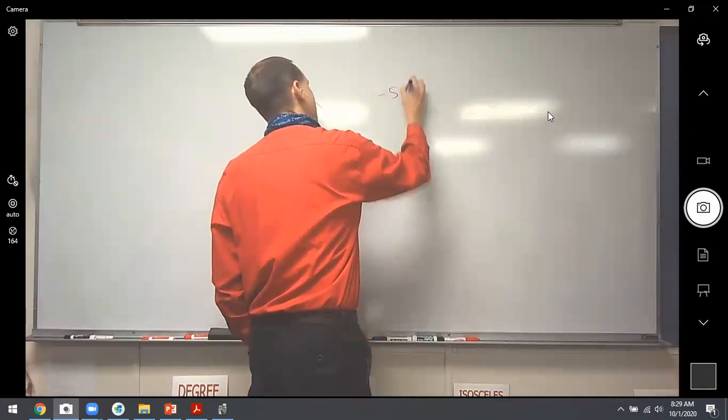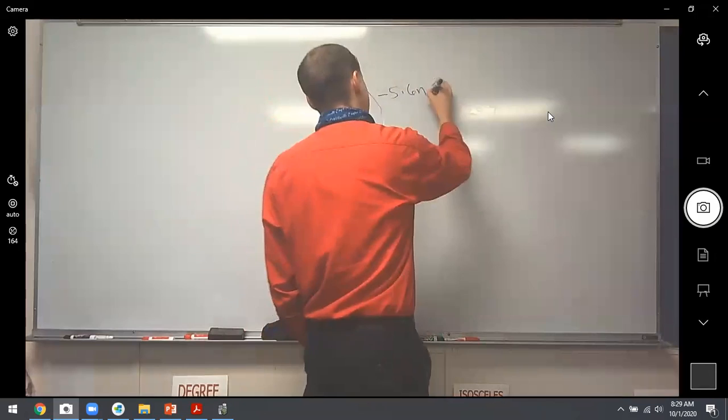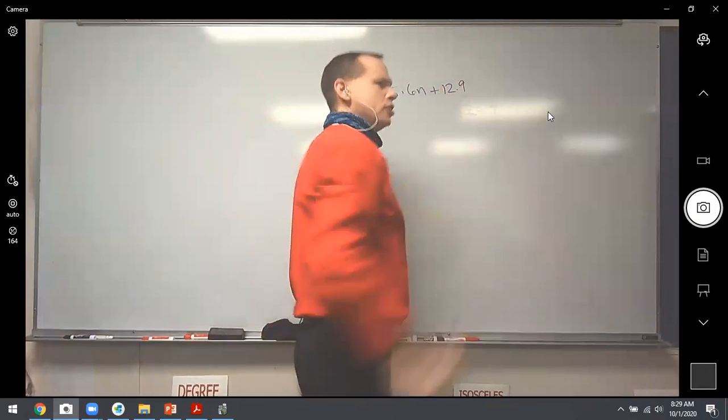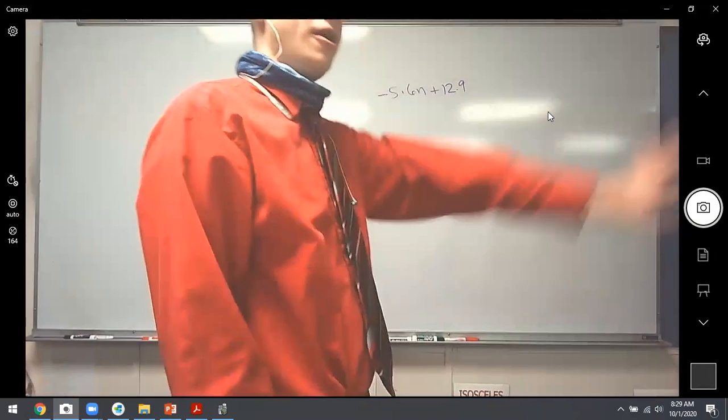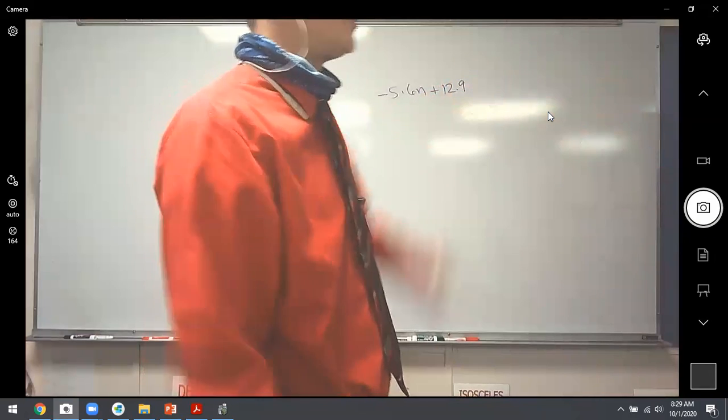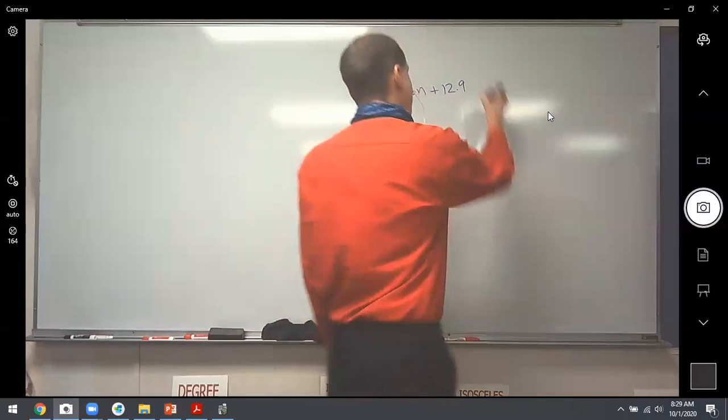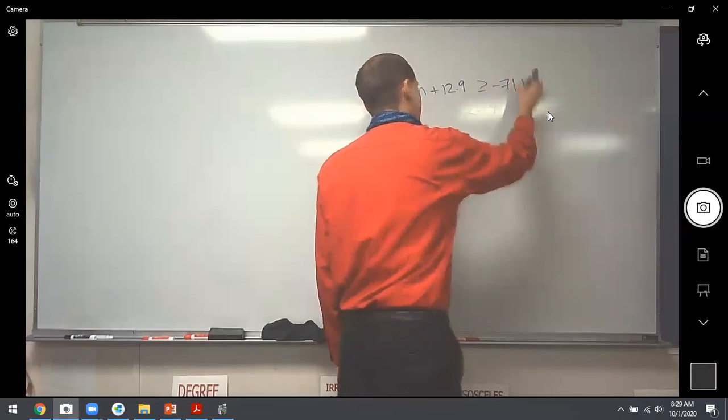So negative 5.6n plus 12.9. This is like the one time you probably could use decimals. I want you to avoid decimals at all costs. But if they give you decimals, it's a gift. You can just use decimals for everything. Greater than or equal to negative 71.1.